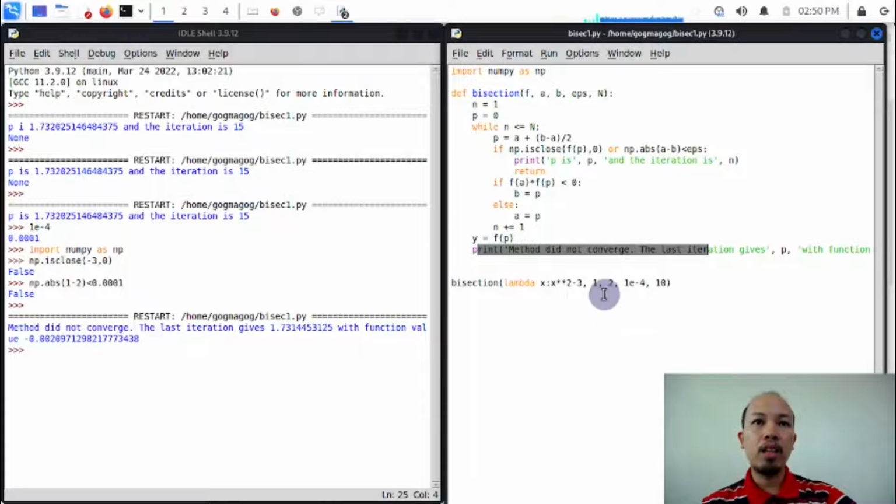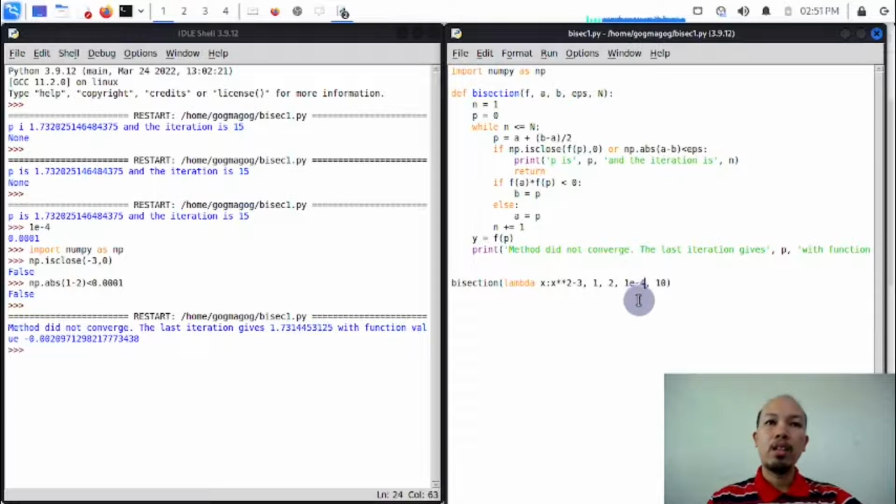Okay, since based on the previous big N, our iteration is 15 and we have here 10, it will print this value 1.731 with function value, substituting P, 1.731445312, into Y is equal to F of P. So this is basically what happens if the tolerance or the stopping criterion is 1 times 10 to the negative 4.